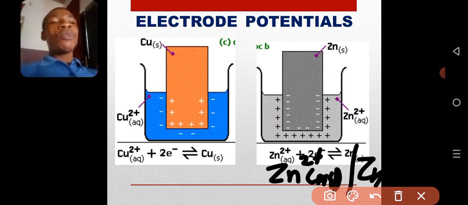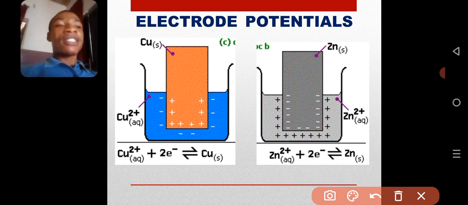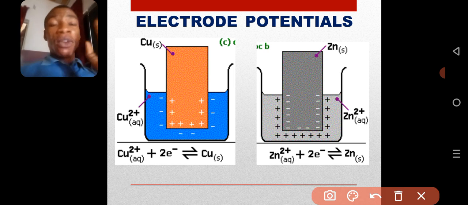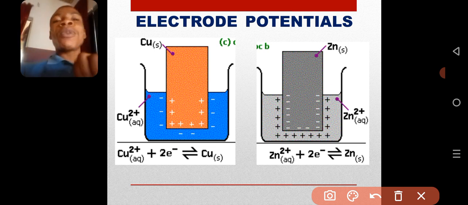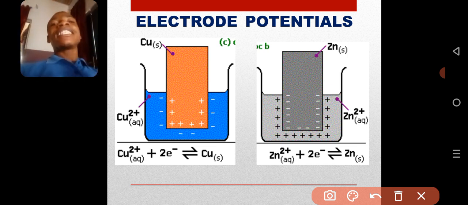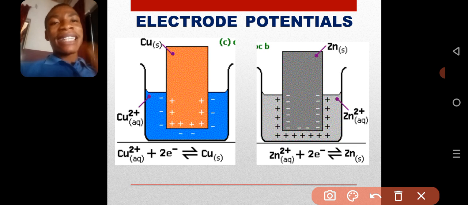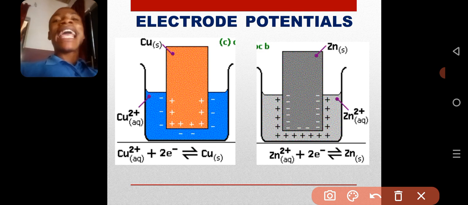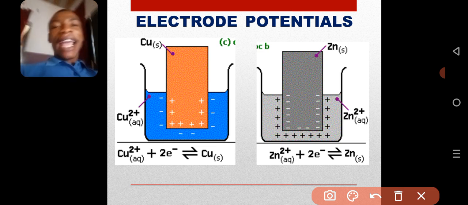So when you put a metal, like we have on the screen, into a solution of its own ion, like copper inside copper 2 plus solution, zinc inside zinc 2 plus solution, what happens is that a potential difference will be set up between the metal and the solution. A potential difference is like voltage, or a kind of electricity produced. So that potential difference is known as electrode potential.